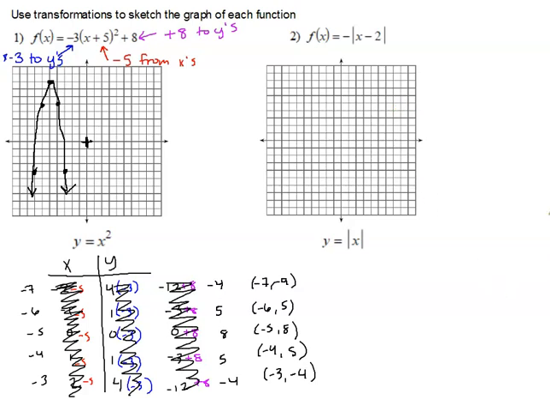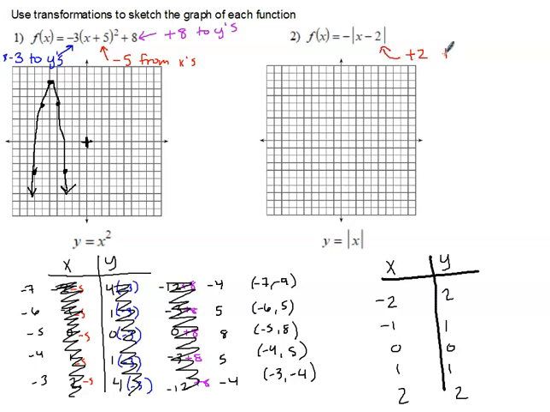All right, I'm going to start you off with your table for number 2, and then I'll let you guys do this one on your own. Our table will use negative 2, negative 1, 0, 1, 2. The absolute value of all those numbers would be 2, 1, 0, 1, 2. You are going to add 2 to the x's, and then you are going to multiply negative 1 to all of your y's. Go ahead and pause the video and practice graphing number 2.